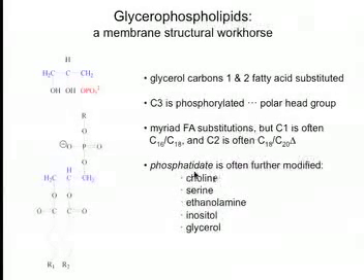As I said, that head group can also bear choline, serine, ethanolamine, inositol, or glycerol. And again, as with the variation in the C1 and C2 modifications, these modifications alter the chemical characteristics of the head group, which will be very important in determining the complexity of membrane structure.